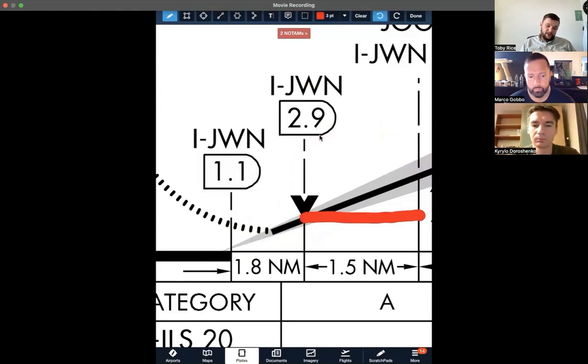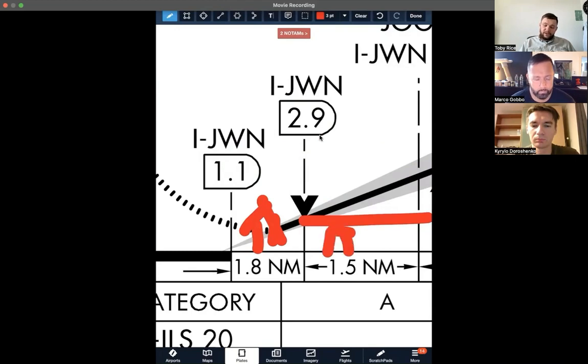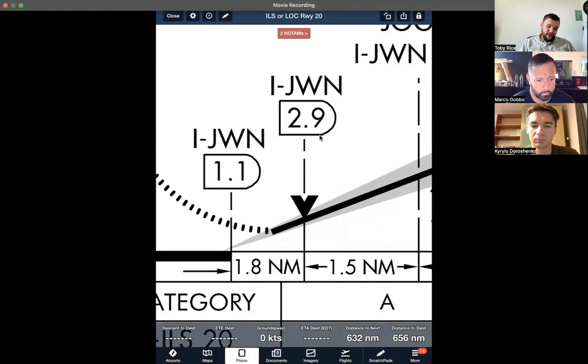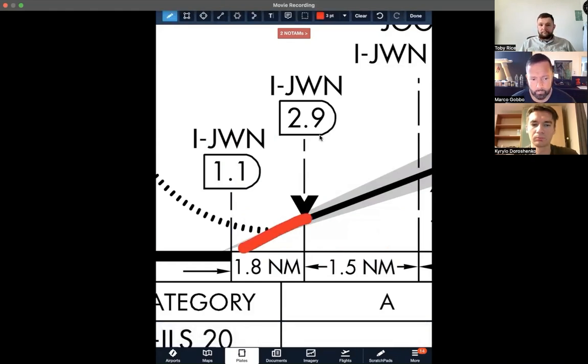There's no obstacles right here that you're going to hit on the way down, but there may be obstacles over here. So don't descend here because you might hit this right here. Instead, wait until you are here. That way, you won't hit anything right here. Cool.